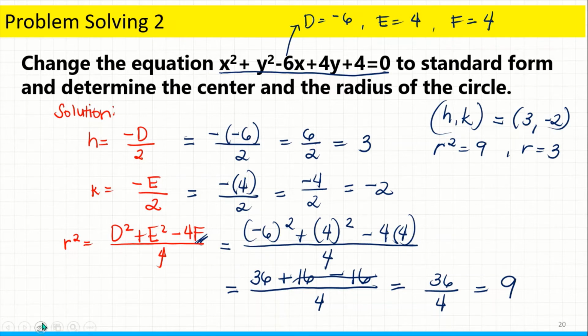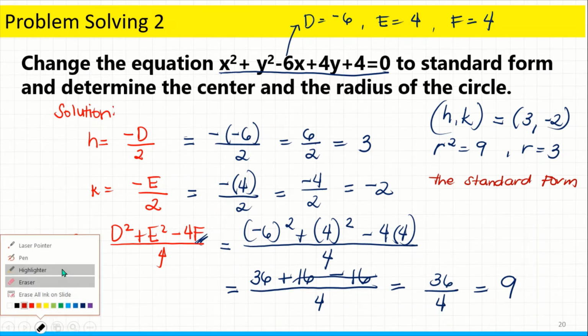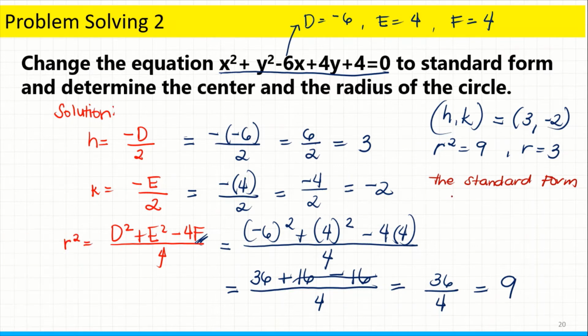Therefore, the standard form of the given equation is x minus 3 squared plus y plus 2 squared is equal to 9. So these are now the final answers.